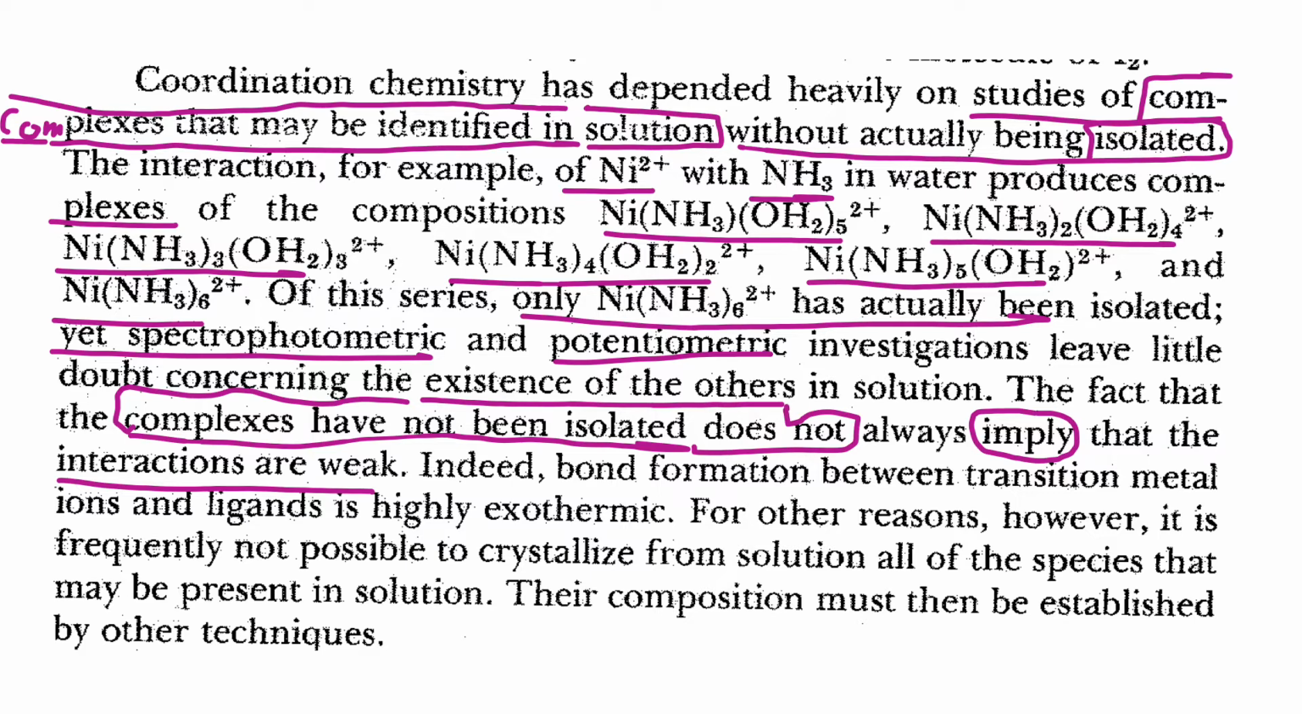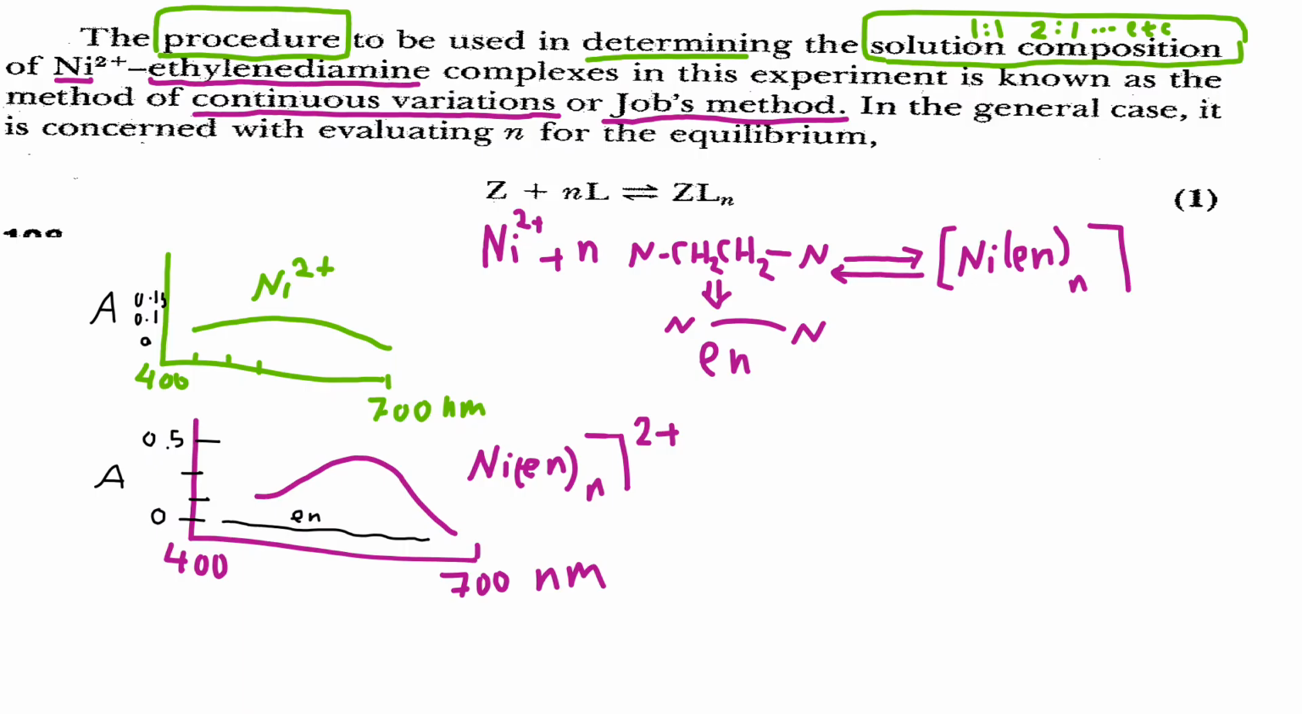Now we have different methods. For example, you have the spectroscopic method, UV visible, you have potentiometric titration, and all these methods depend on the equilibria in solution. Let's see the next slide. The procedure to be used in determining the solution composition, which means 1 to 1 metal to ligand, 2 to 1 ligand to metal, 3 to 1 ligand to metal.